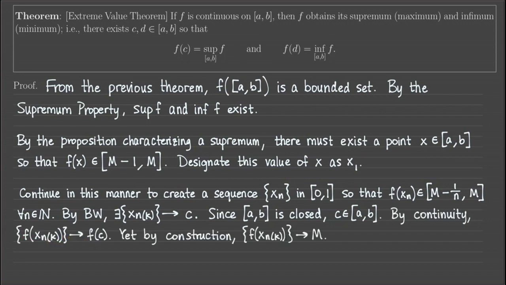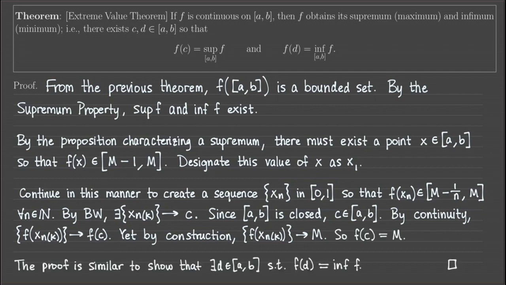But by the way that we've designed this sequence, we also know that the sequence of outputs has to converge to the supremum value m, which means that f of C and m have to be the same number. So there has to be some input C from the domain where when you plug it into f, you get that maximum value m. A nearly identical proof would then tell you also that there has to be an input D from the domain where when you plug it into f, what you get is the infimum value.